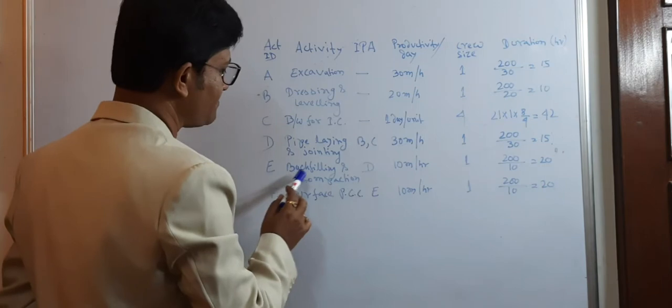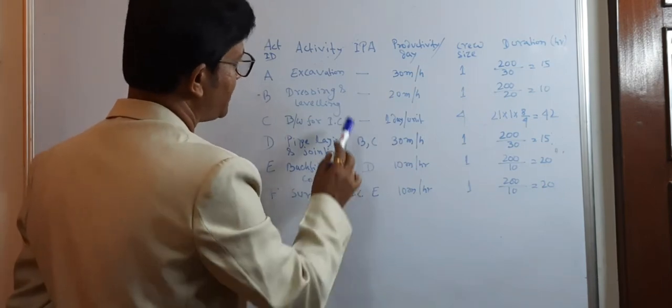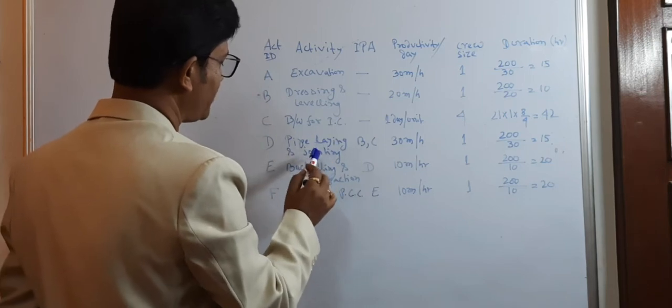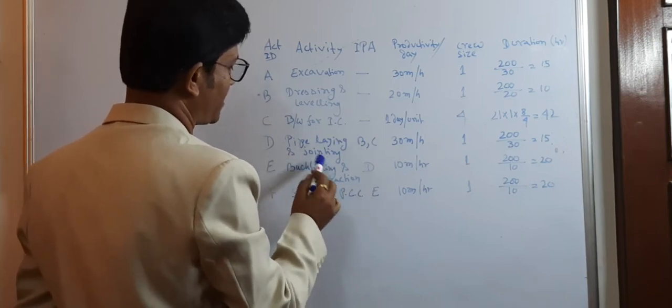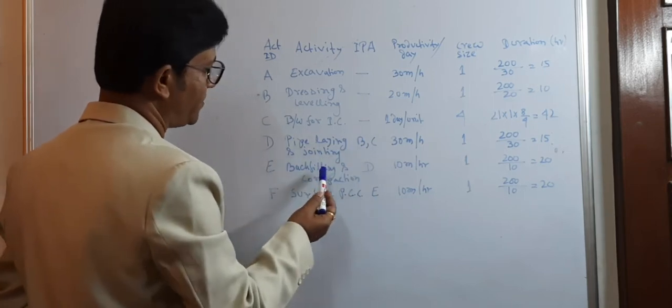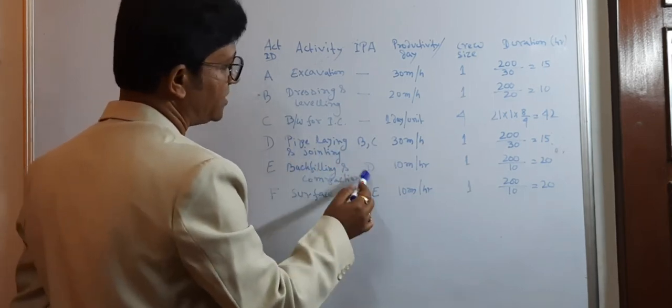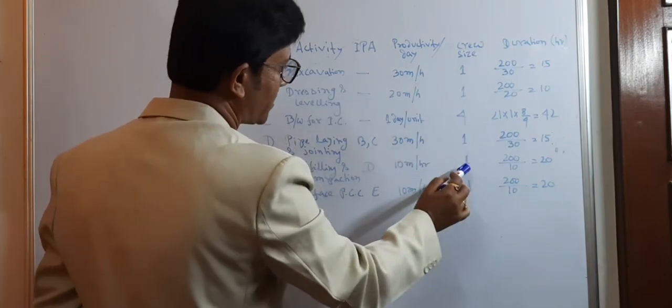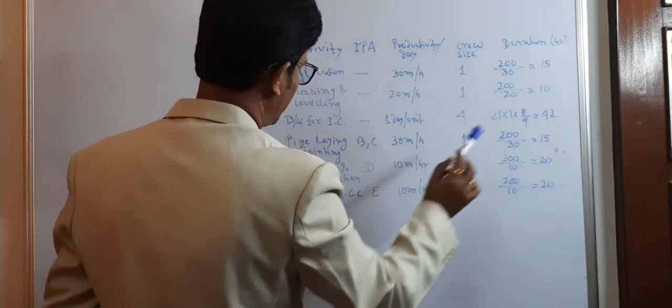And E is the backfilling and compaction, and its precedence activity is D, that is, pipe laying and jointing. It is dependent on the backfilling, that is, if the pipe laying and jointing is over, then only you can go for the backfilling. So E is interdependent on D, and the productivity per day is 10 meters per hour, and the crew size is 1, so it is 200 by 10, that is 20 hours.